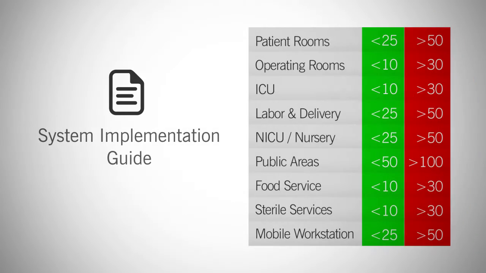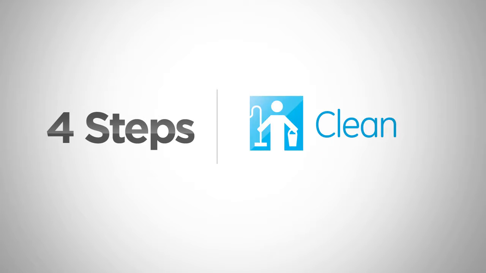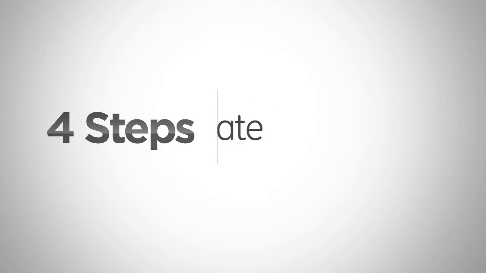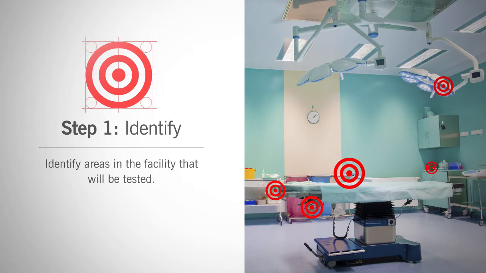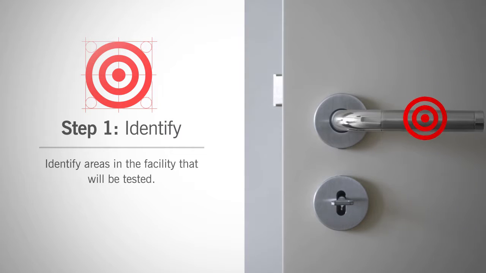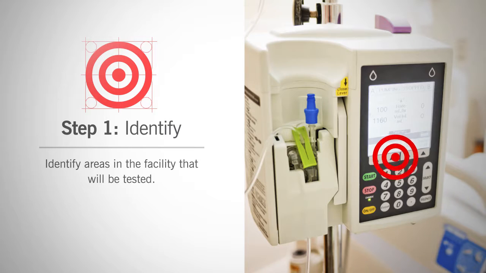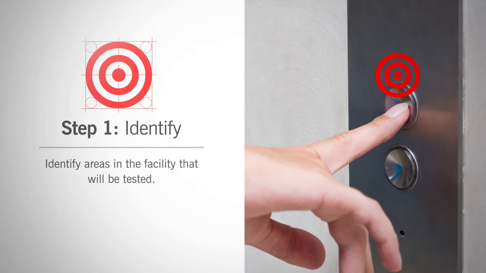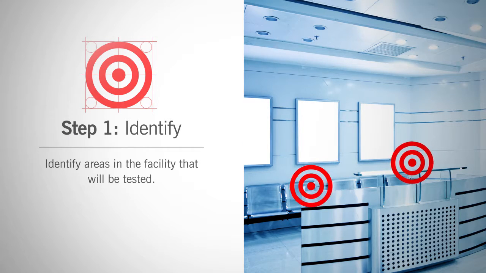To determine custom RLU limits for your facility, complete this 4-step process. Identify, clean, test, and calculate. Step 1. Identify areas within the facility that will be tested. At minimum, locations that are typically tested are high-touch point surfaces where the chance of spreading bacteria is high. Monitoring of low-risk surfaces on a less frequent basis is also essential to verifying the facility is being thoroughly cleaned.